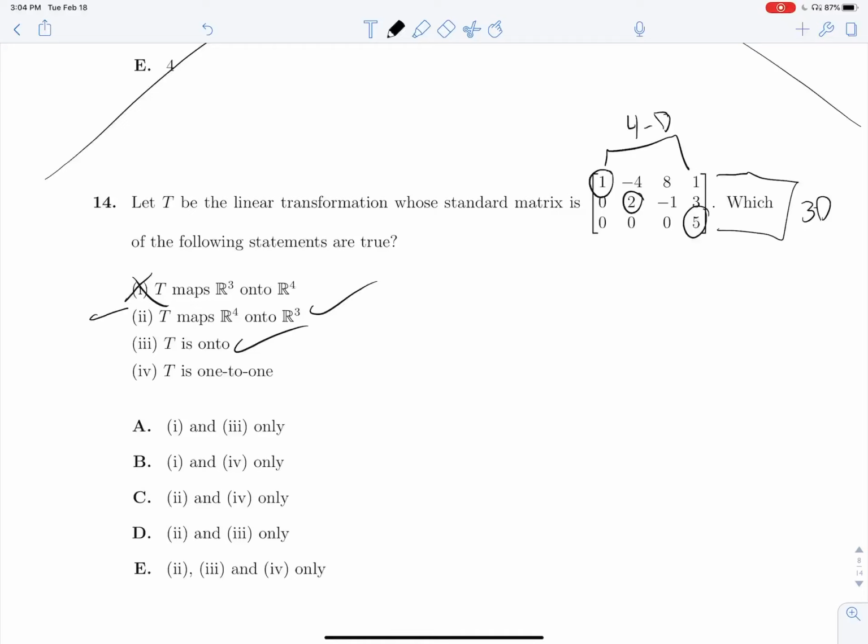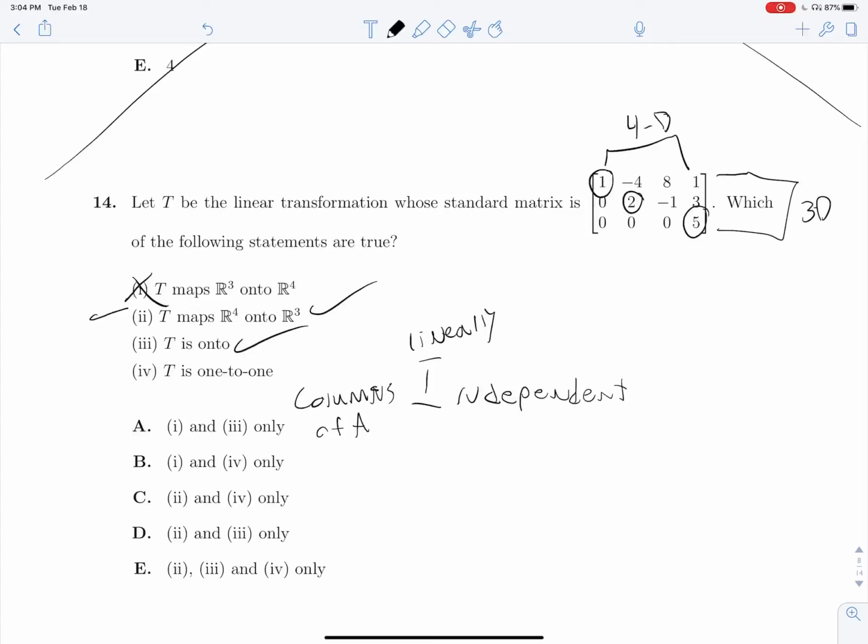Well, it's not 1-to-1, because 1-to-1 means that the columns of A are linearly independent. Well, I shouldn't say the transformation is, I should say that the columns of A are linearly independent. I didn't plan this very well.